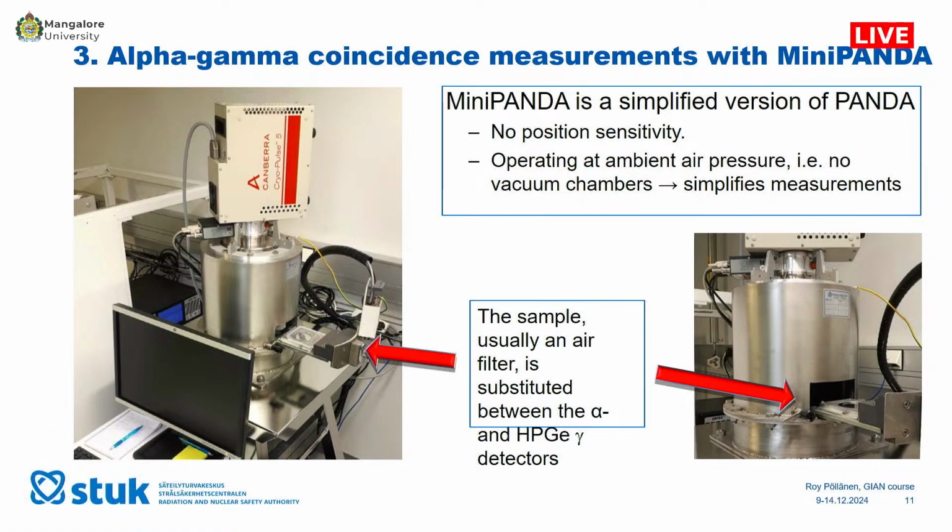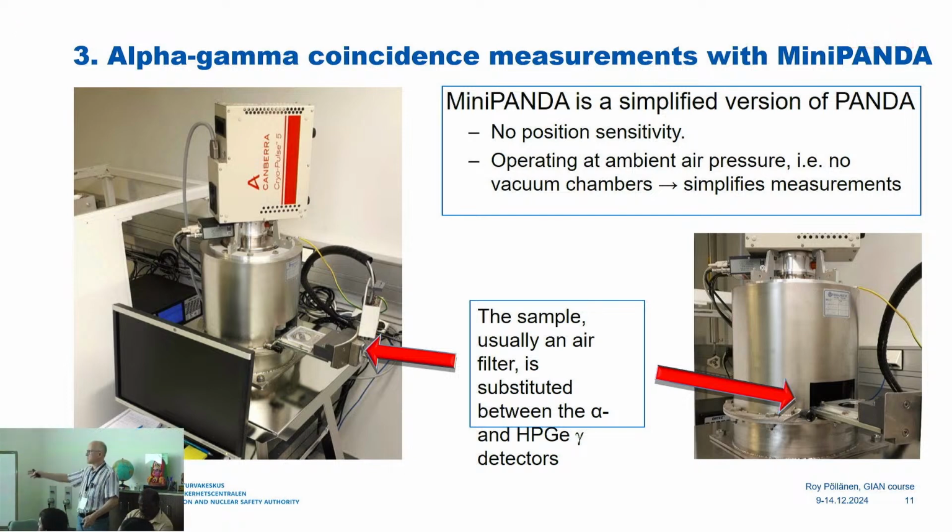So we can use this system for air filter measurements. In this case, there is no position sensitivity, and it operates at ambient air pressure. These are like normal alpha and gamma spectrometers, but now we put them together and use this list mode technique.